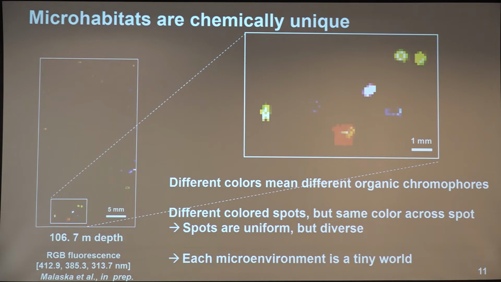The other thing it tells us is that the spots don't seem to have much of a relationship between each other, right? They could be just random. And they're uniform across the spot as well. So while they're very different from each other, they're also uniform inside the spot. So it's almost like a pure, tiny little microenvironment that we're seeing, at least with respect to fluorescence.